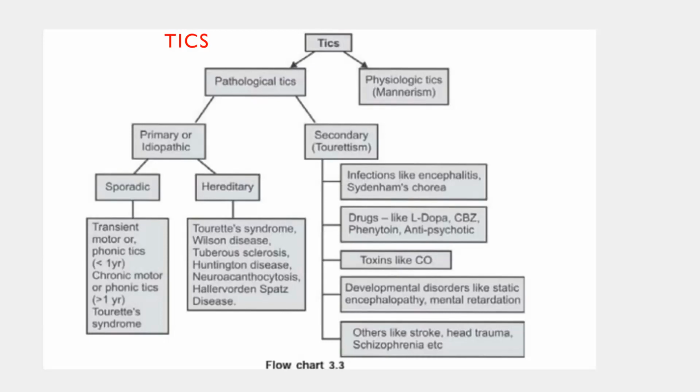Most commonly we see physiological tics, as each person has their own styles, like talking and gait. All of these come under physiological tics, called mannerisms. In pathological tics, most commonly secondary causes like Tourette syndrome, encephalitis, syndromic choreas, drugs, carbon monoxide poisoning, developmental delays, cerebral palsy, and head trauma can also cause tics. In primary idiopathic or genetic pathological tics, you can see them transiently in infants. Tourette syndrome patients have both motor tics and phonic tics. Other causes like Wilson's disease, tuberous sclerosis, Huntington disease, acanthocytosis, and Hallervorden's disease will also have tics. According to the clinical history and examination, we can evaluate the patient based on these etiologies.